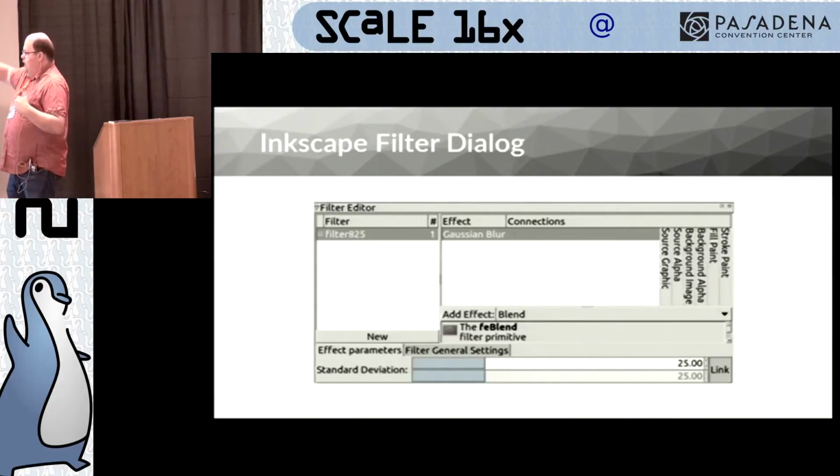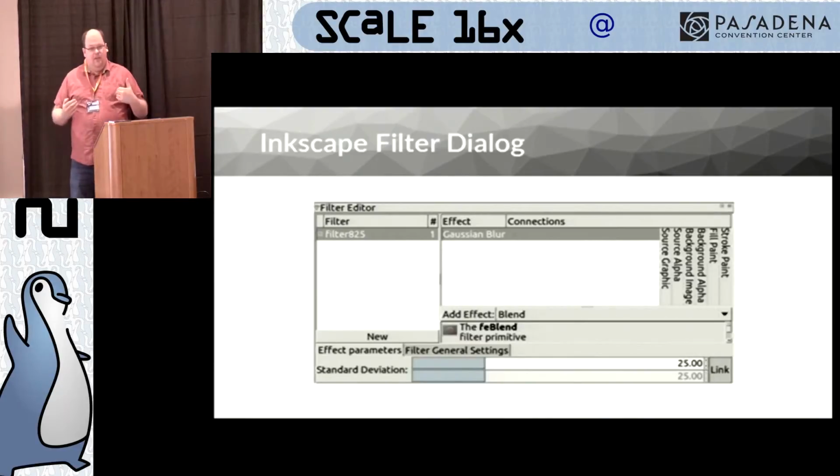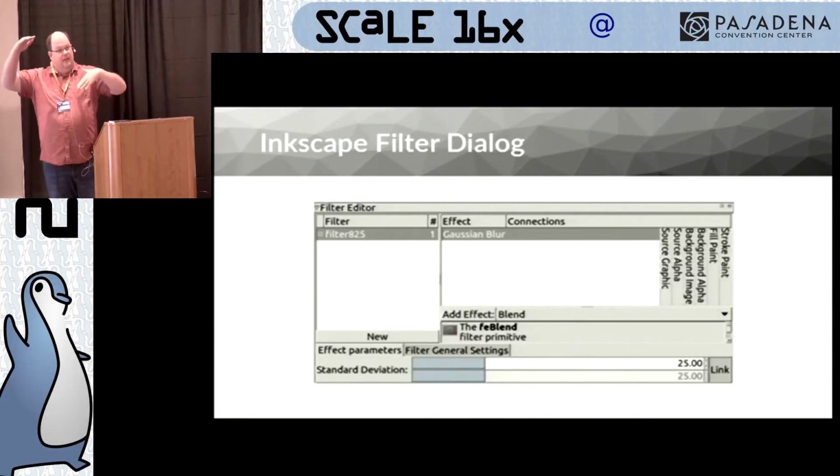But right now, we just have the Gaussian blur. Inkscape helpfully gives you a name for it, filter 825. And then you can edit the parameters down here. So here we've got the standard deviation, which is the amount of blur. And we'll talk about some of the parameters for blur, but this is the standard deviation of how much blur it is. And so we can edit and modify the different elements of each of the different parameters of each of the elements.